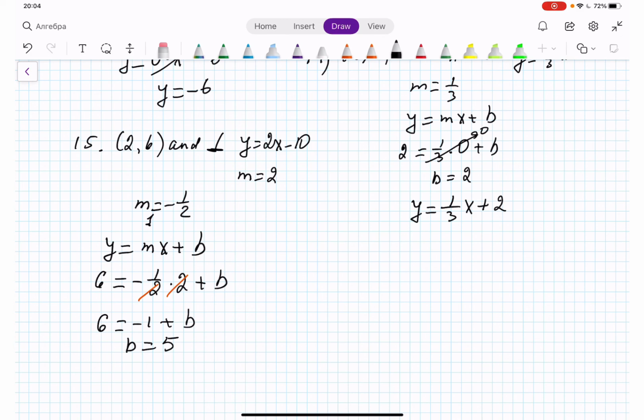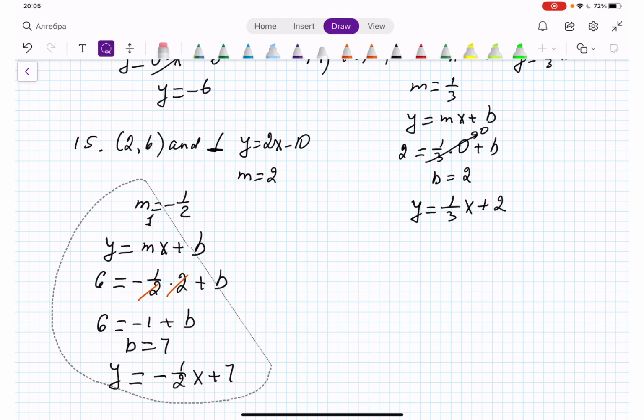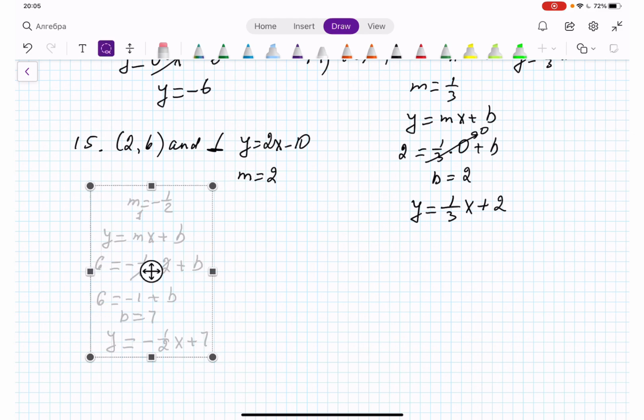Let me see. 2x minus 10, I plugged (2, 6) here. So it's going to be negative 6 plus 1. Okay, I'm wondering what's happening. So once I move negative 1 to the other side, it's going to be 7. And my y is going to be equal, m is negative 1/2 x plus 7. And I am done. All right.